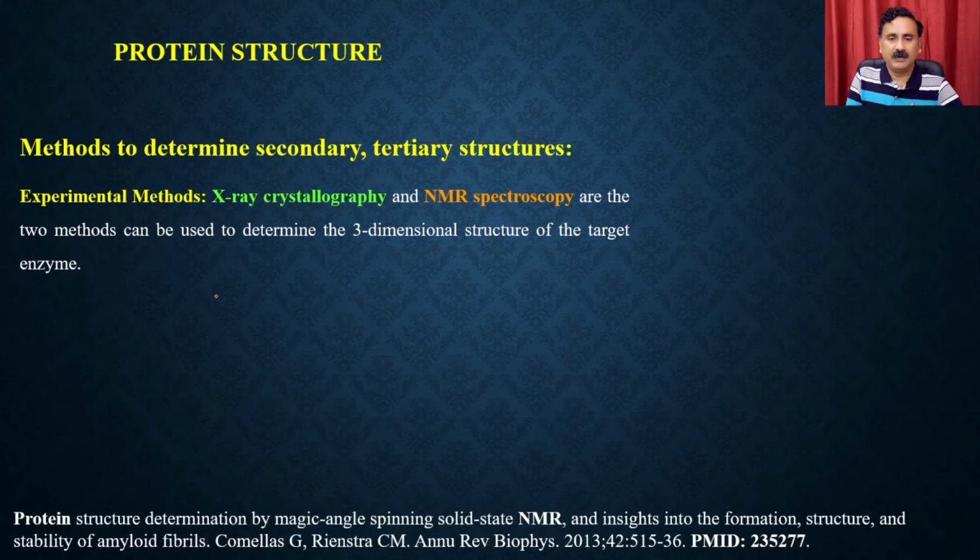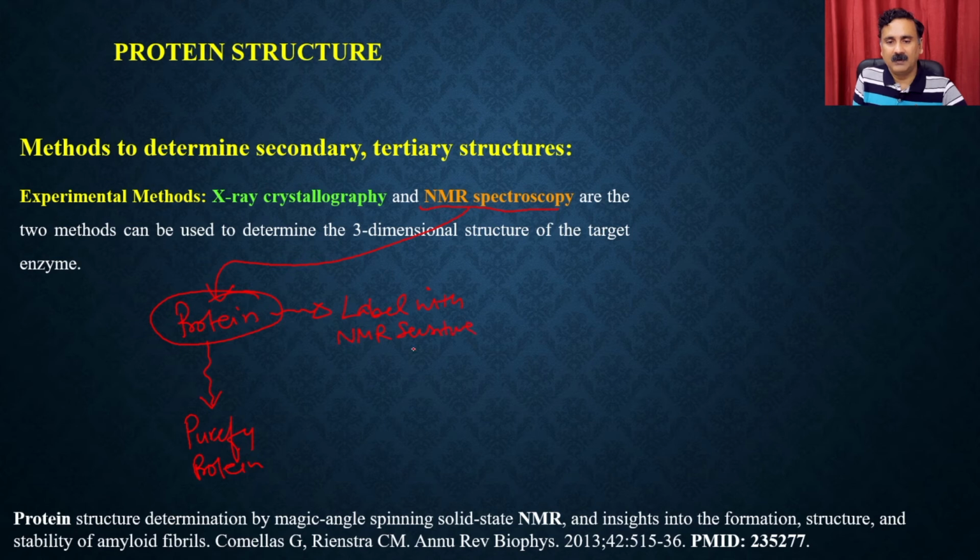Similarly, NMR spectroscopy also has different steps. The first step is to purify the protein. You know that the normal protein we get from bacteria is not labeled and not NMR sensitive, so first you label the protein with NMR-sensitive nuclei. For example, you can use nitrogen-15, carbon-13, and hydrogen in the form of deuterium, and so on. Because of that, the purified protein you produce is NMR sensitive, and then you collect the NMR data.